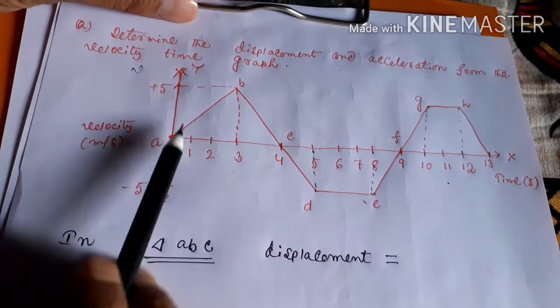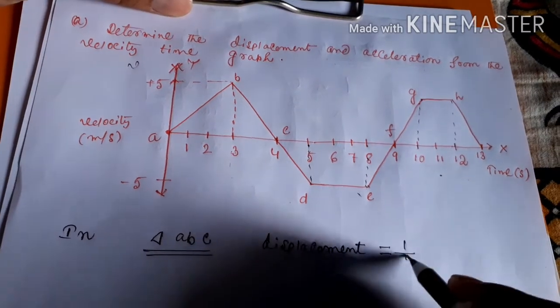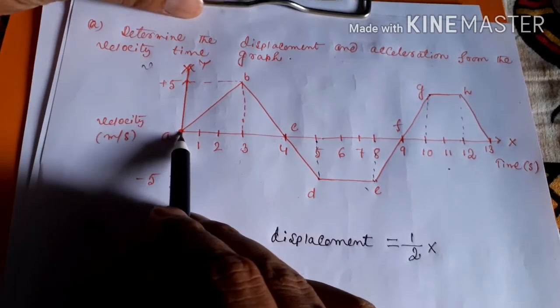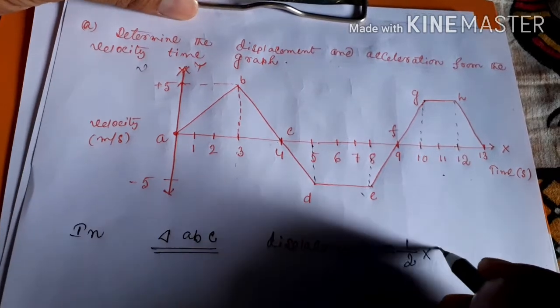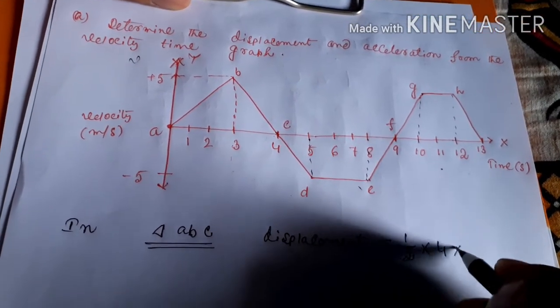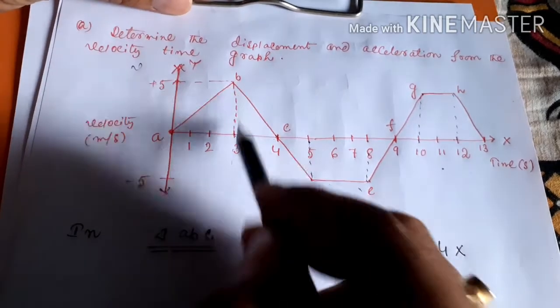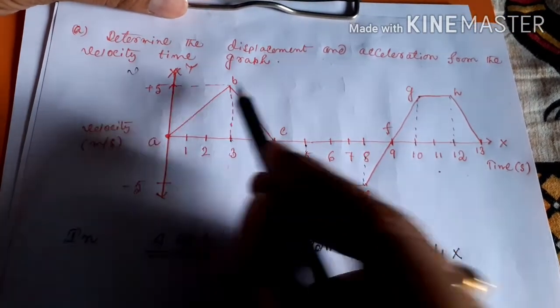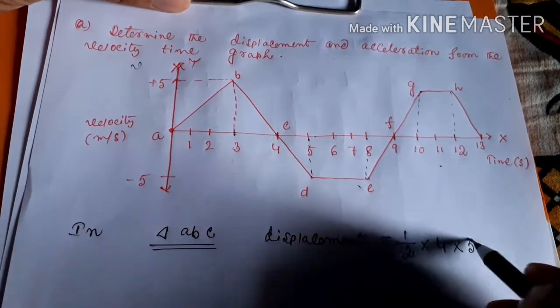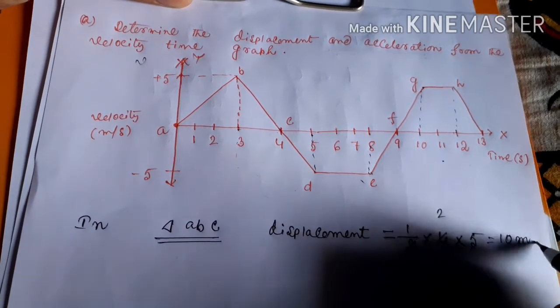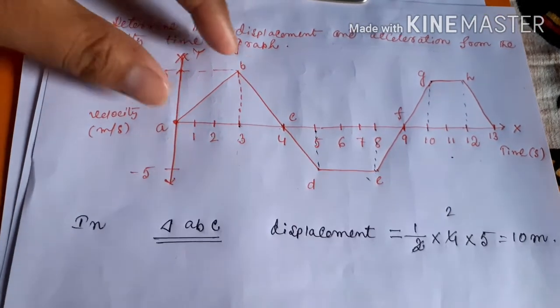So the area of this triangle will be half into base into height. This is the base, so 0 is here, so 4. And the height will be this much, from 0 to this one, which is 5. If you calculate this one, you will get 10. 10 meter will be the displacement of this portion.